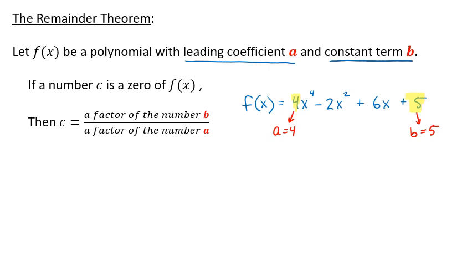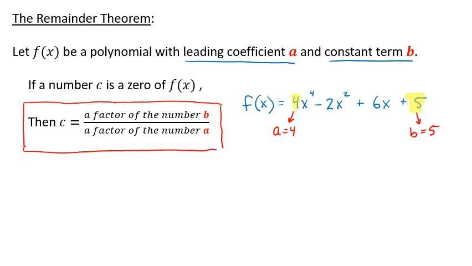So this is what I mean by the a and the b, the leading coefficient and the constant term. Okay, so once we know what we're referring to when we say the a and the b, then, and this is the important part here, the only numbers that could even potentially be zeros of a function must look like this. They must be a factor of the number b divided by a factor of the number a. If it doesn't look like this, it's definitely not going to be a zero of your polynomial.